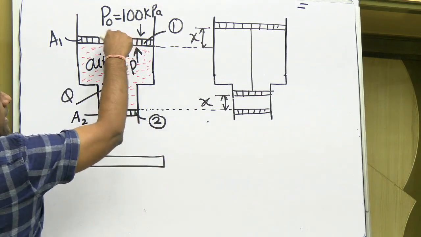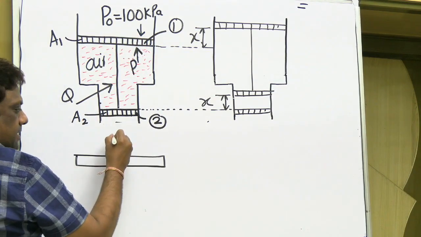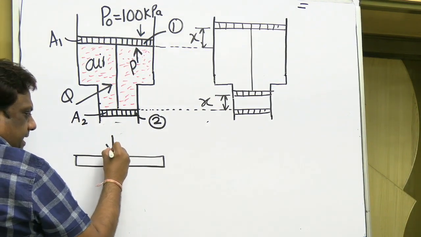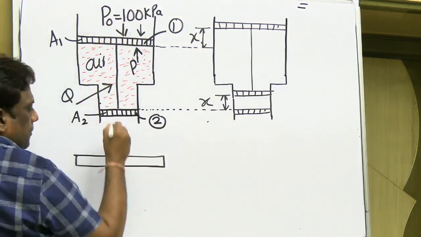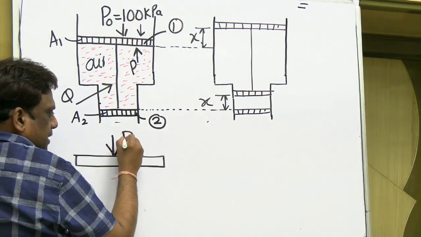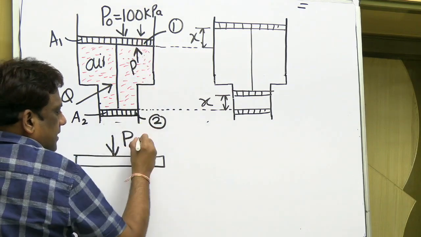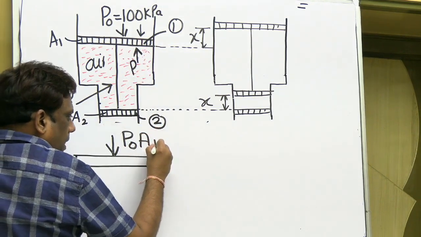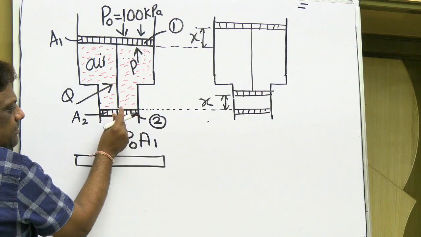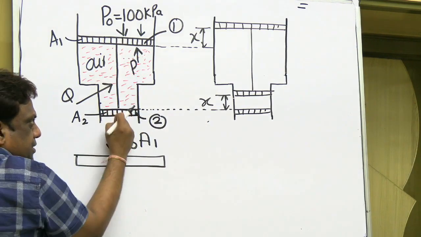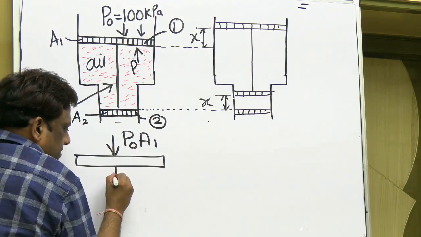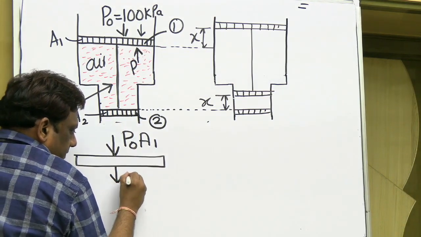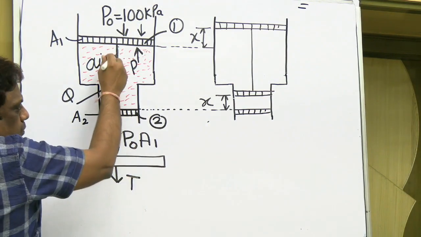Okay, above there is atmospheric air. So this atmospheric air will push it down. Upper atmospheric air, it will try to push it down. So atmospheric pressure is P0. As it is 1, let the area be A1. This complete assembly, the lower piston, will try to push it down. Means in this rod, the tension is in the downward direction. Very good. So this will try to pull it down.